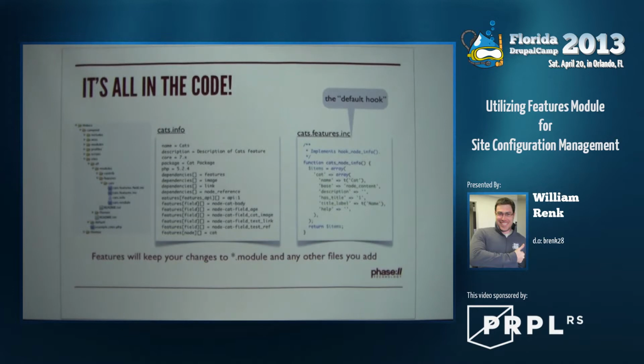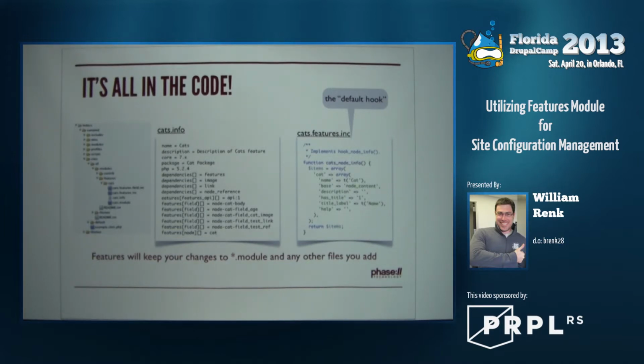So this is what an exported feature actually looks like. That's the module info file, and you see that there is a dependency on features. And then depending on what is contained in your features, it might have dependencies on other modules. So I think we added a cat image field, so it has a dependency for image and a few other ones.